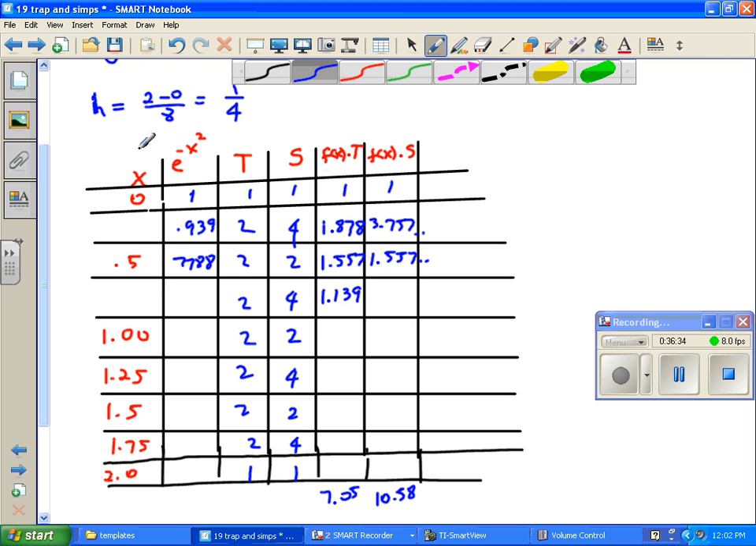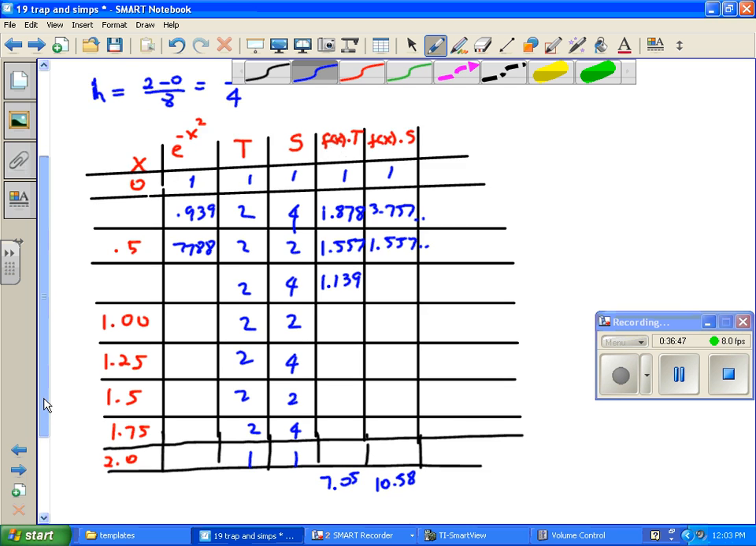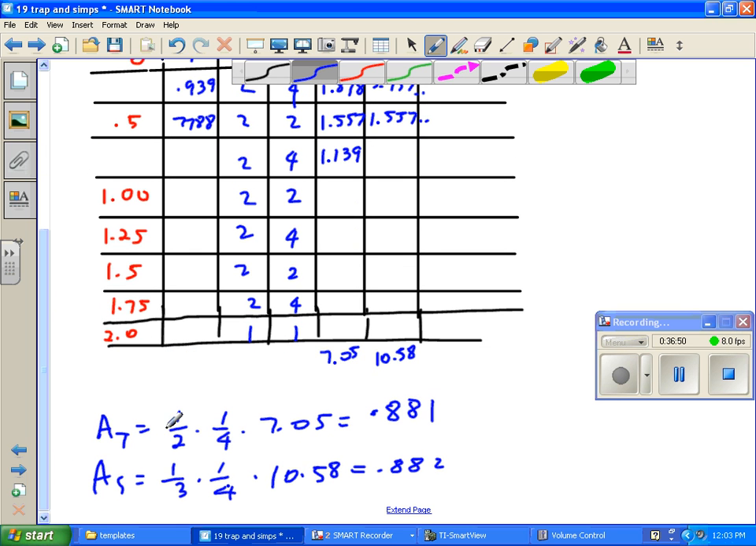By the way, I did things a little bit out of order here. Please don't worry about it. You should basically have these totals matching, I hope, for f of x times t and f of x times s columns. And most importantly, the last step, for trapezoid, a half times step size times the first sum, and a third times step size times the second sum. As we can see, both of them are about 0.88, and that's once again a good sign. You can also check the answer, of course, on the graphing calculator.